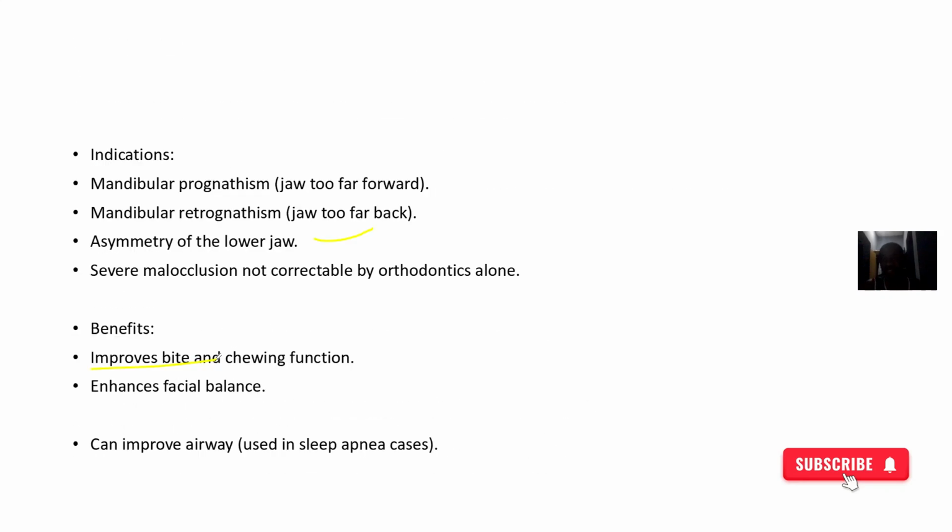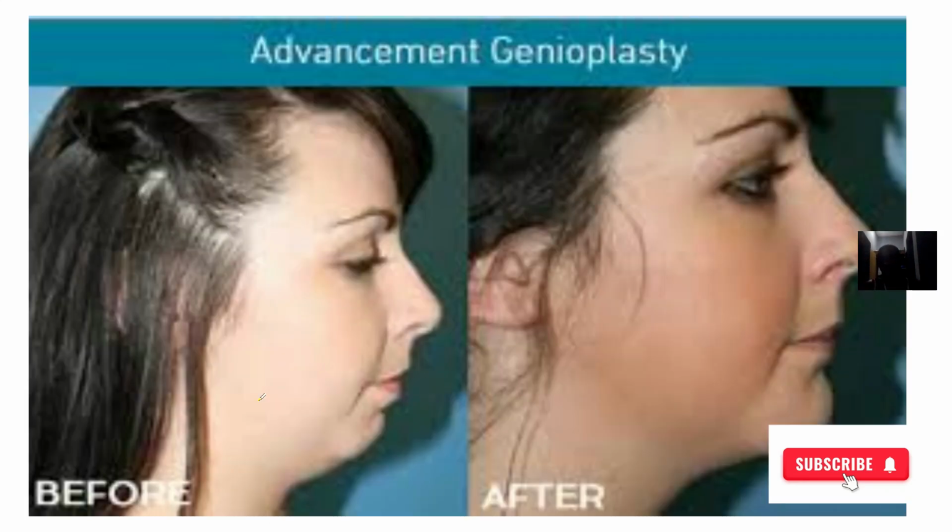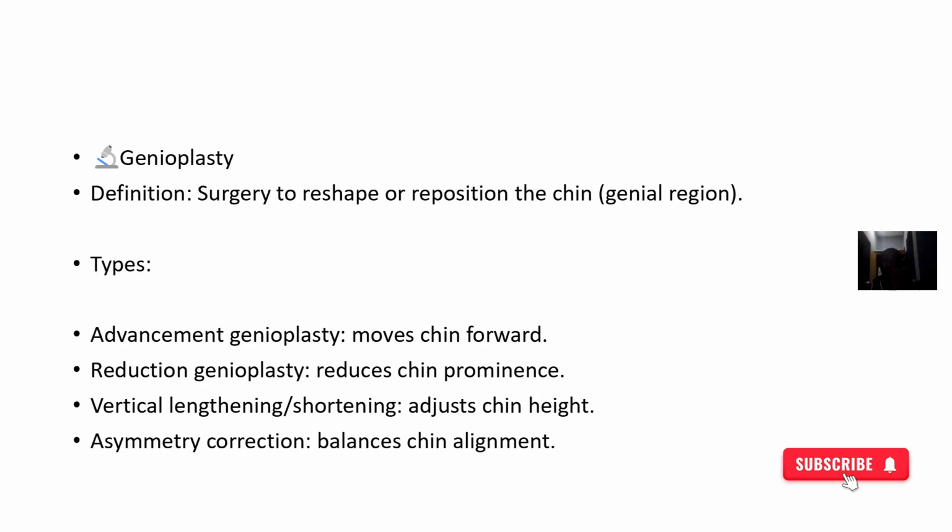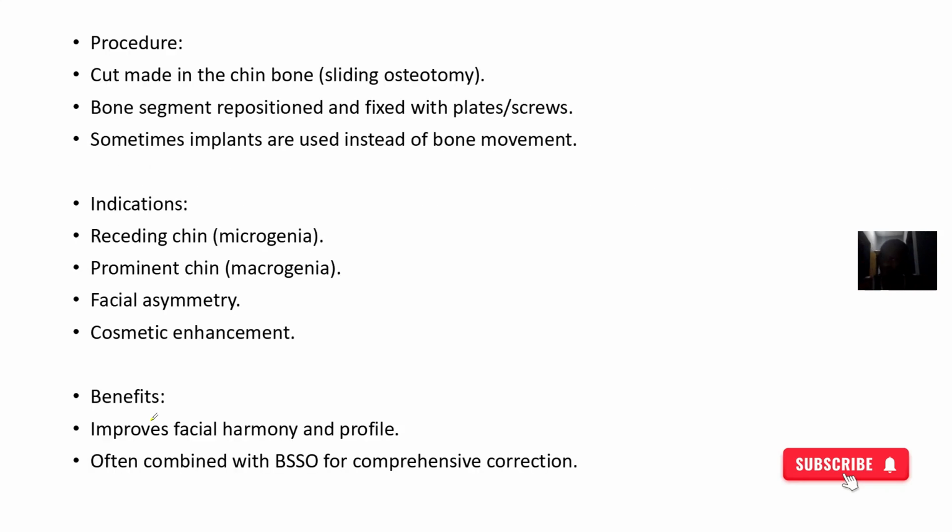Then we have genioplasty, so this one too is all about repairing the chin. You could see that before, the girl's chin was kind of retracted, but now it has been rearranged. So it's a surgery that is done to reshape or reposition the chin. And types: we have the advancement genioplasty, which is moving forward. We have the reduction genioplasty, which is like moving backward. Then we have the vertical lengthening and shortening. Then we have the asymmetric correction. Okay, so we'll get to talk about the types in our next lecture.